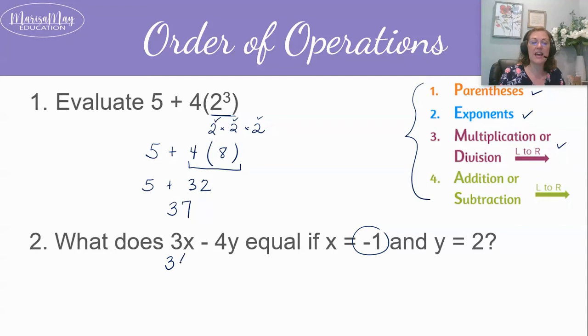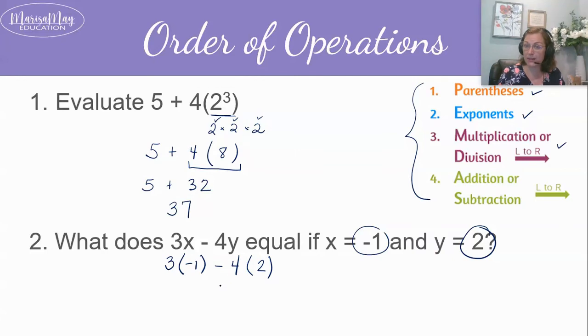3, instead of x, I'm putting -1. I like to put it in parentheses to make it kind of stand out, but you can definitely just use a multiply sign if you want. Now you've got -4, and then I'm going to replace the y with a 2, and I'll do it in parentheses as well. Now we get to follow our order of operations.